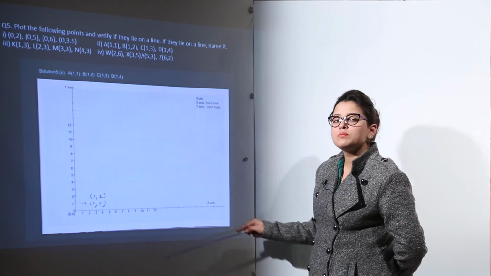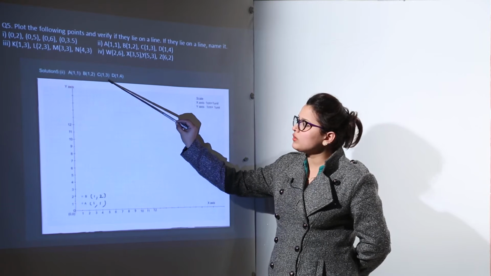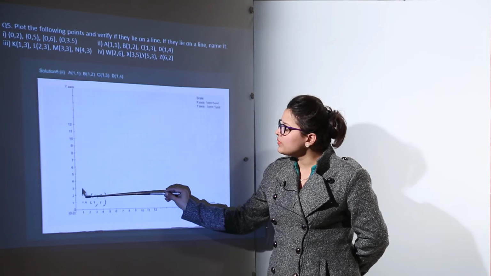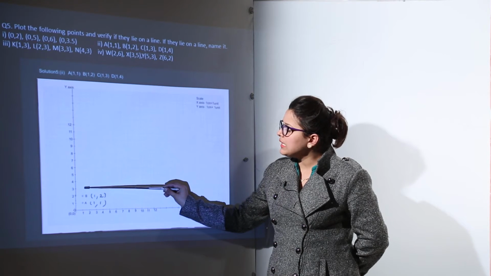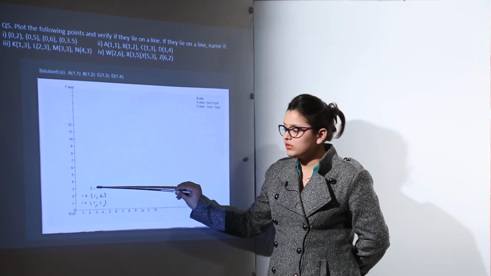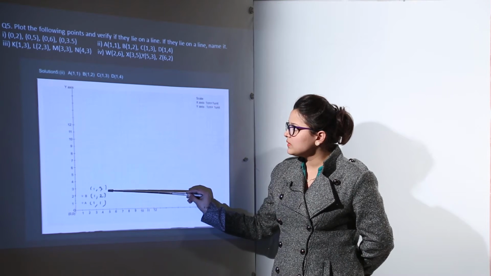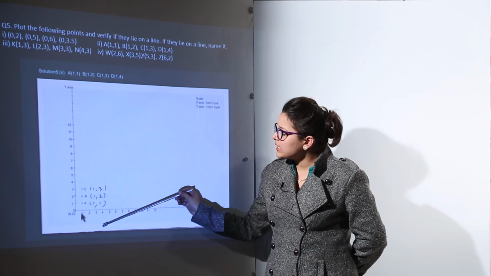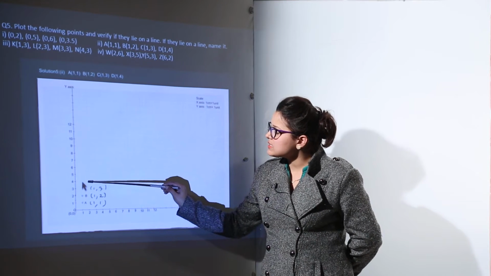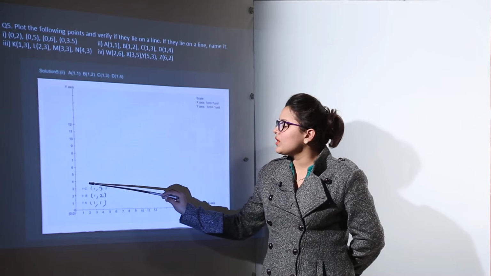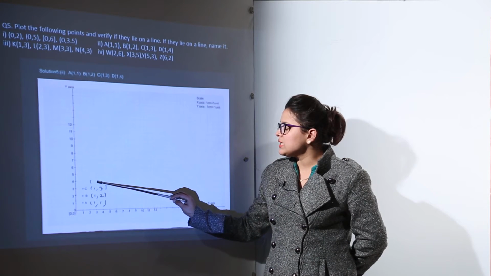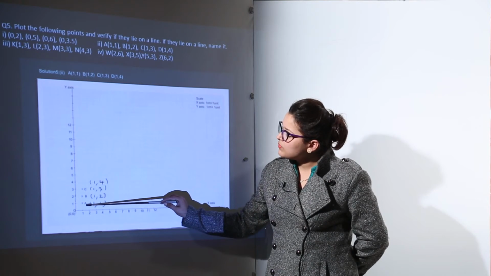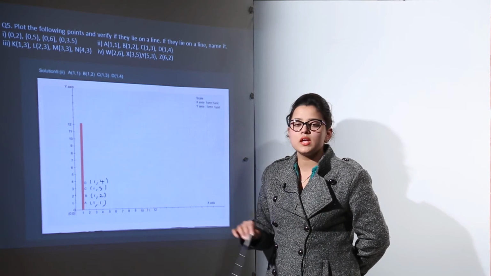Moving on, we have the plotting of point C, which is (1, 3). So we start with 1 on x-axis, moving up to 3 on y-axis, naming it as C having the coordinates (1, 3). Point D is (1, 4). So we again start from 1 on the x-axis, reach up to 4 to get the point D having the coordinates (1, 4).